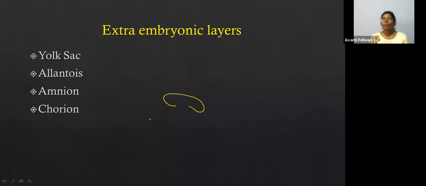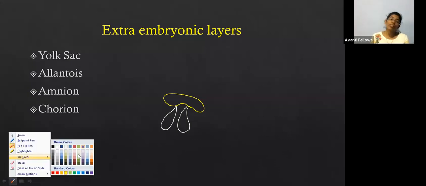So what happens with these layers? We know the baby cannot respire. I mean, the fetus cannot respire, the fetus cannot excrete on its own, or there is no kidney in the fetus so far, right? So all these functions are taken by the layers which are present externally. Okay, if this is an embryo, this embryo contains these layers. One is the yolk sac, and another one is the allantois. Okay, this embryo contains a total of 4 extra embryonic layers.